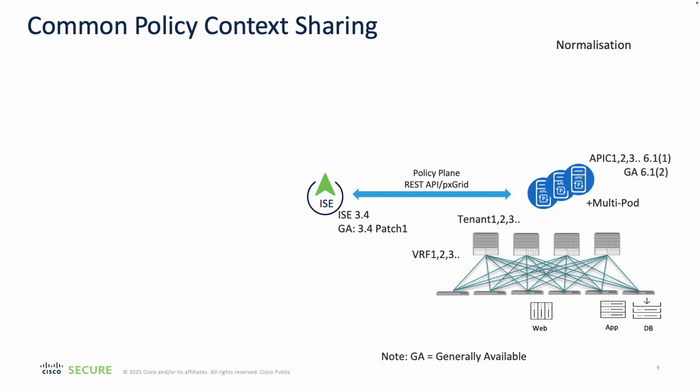And what that's allowed is it's allowed us to connect to multiple APICs, multiple tenants, multiple VRFs, and multiple L3Outs in our ACI fabric. Now this has come about. We actually had a release of this in ISE 3.4 and in APIC 6.1.1, but this function was just limited availability at that point. But it has become generally available now.